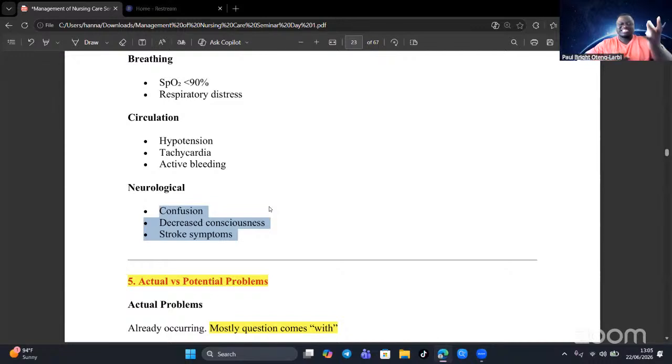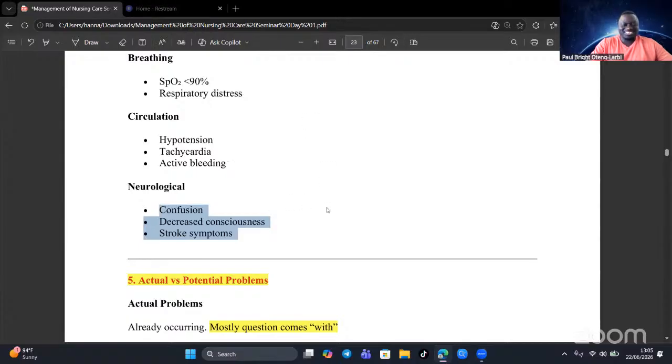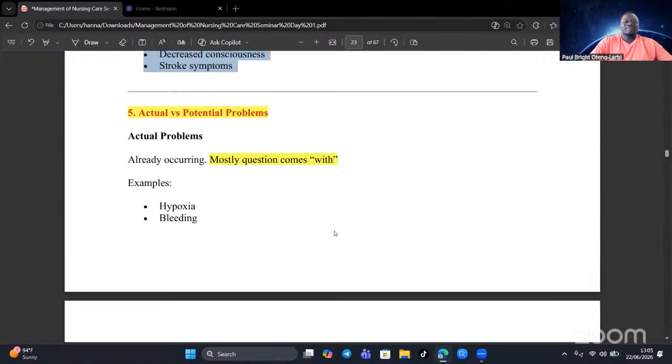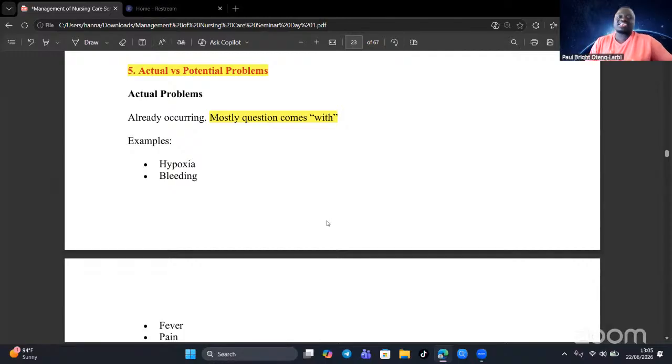That is where people get it wrong. So don't forget the AMASA. Who's in AMASA? Okay. Michael, are you there? And the last part of the AMASA is the actual or potential problems. Already occurring, they are the actual problems. Mostly comes with what? Weight.